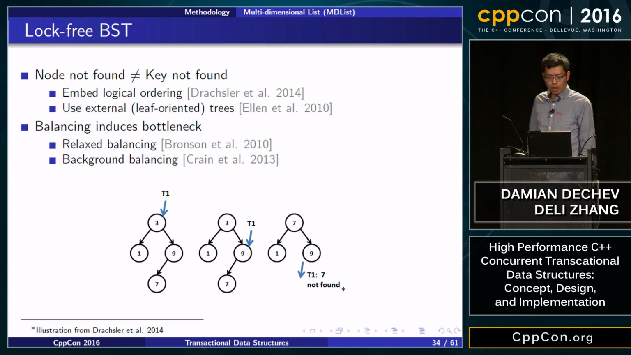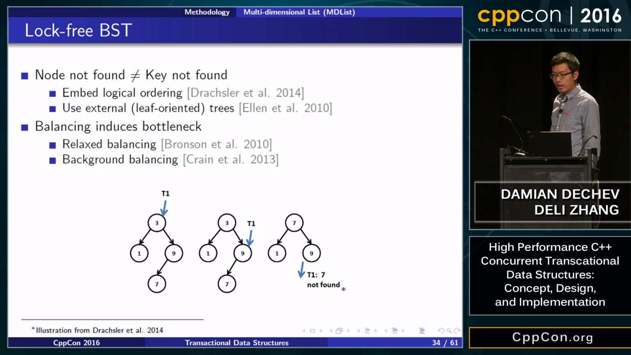To solve this problem, researchers have been proposing to embed logical ordering into the nodes themselves, or to use external trees to store all the values at the very bottom so that they have a fixed position. But all of those introduce additional overheads. And the more troubling issue is the sequential bottleneck introduced by the rebalancing process required by a BST.